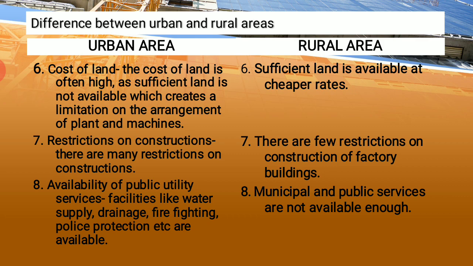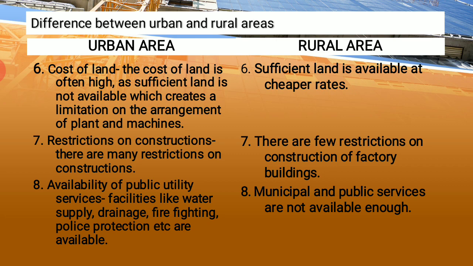The 7th point of difference is restriction on construction. We have often seen that a number of restrictions may be levied in the city areas, as far as multi-storied buildings are concerned, or maybe the horizontal development of the land. There are always restrictions placed by the municipal corporation. So many restrictions on construction facilities may be there in the urban area, whereas there are very few restrictions on the construction of factory buildings in the rural area. So rural area is a better choice at that time.